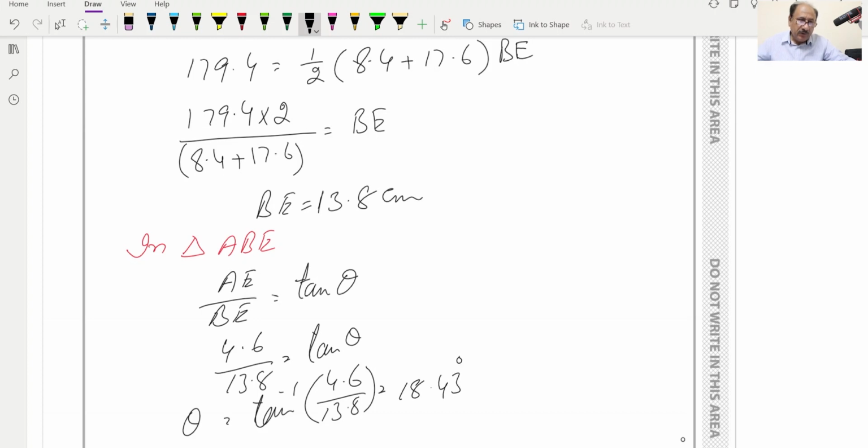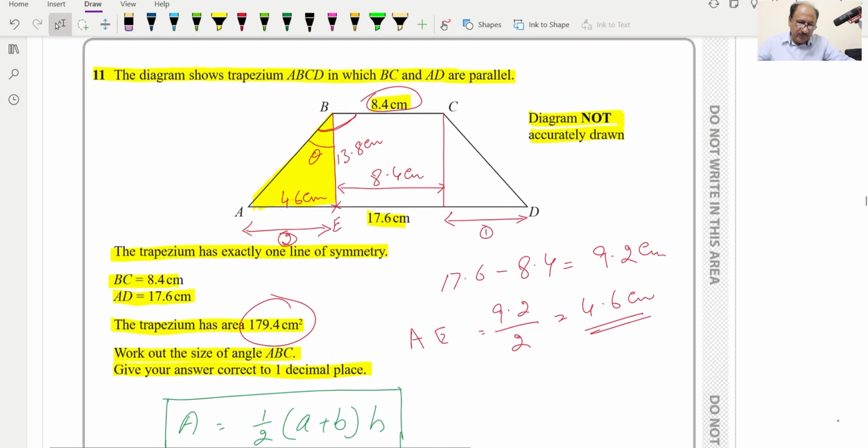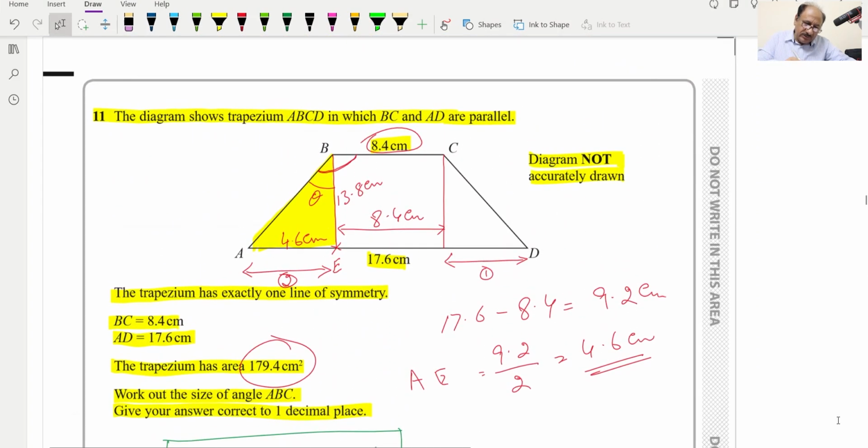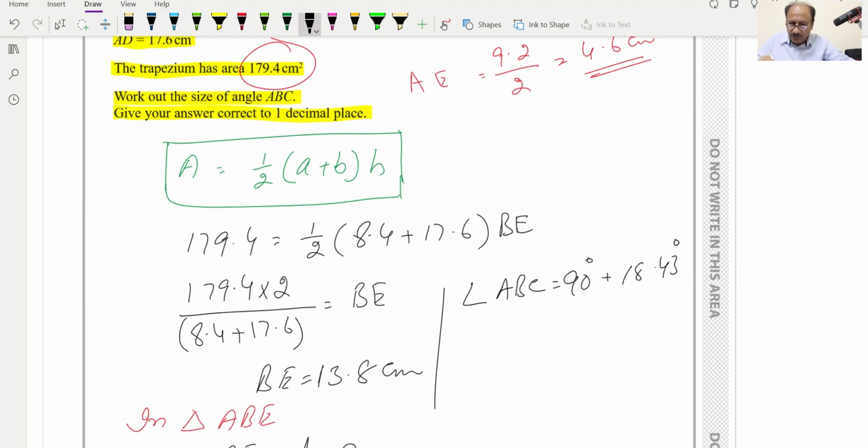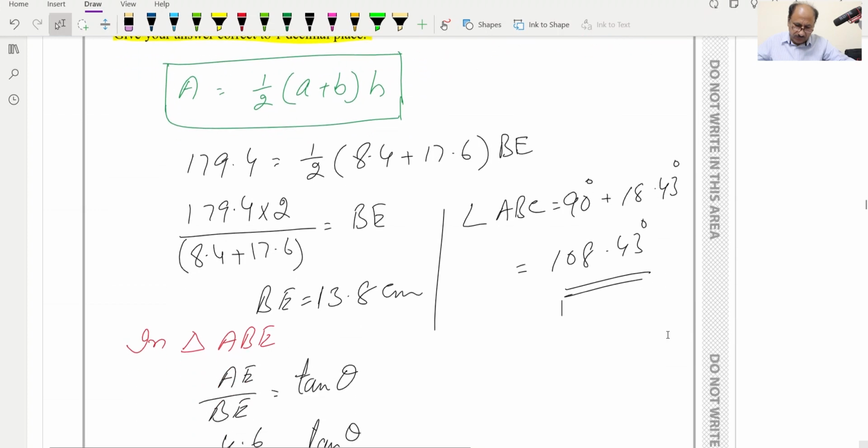18.43 degrees. Now angle ABC, which is required, this one is 90 degrees. So 90 plus 18.43, so we can write angle ABC is equal to 90 degrees plus 18.43 degrees, which is equal to 108.43 degrees, and this is the angle which was required.